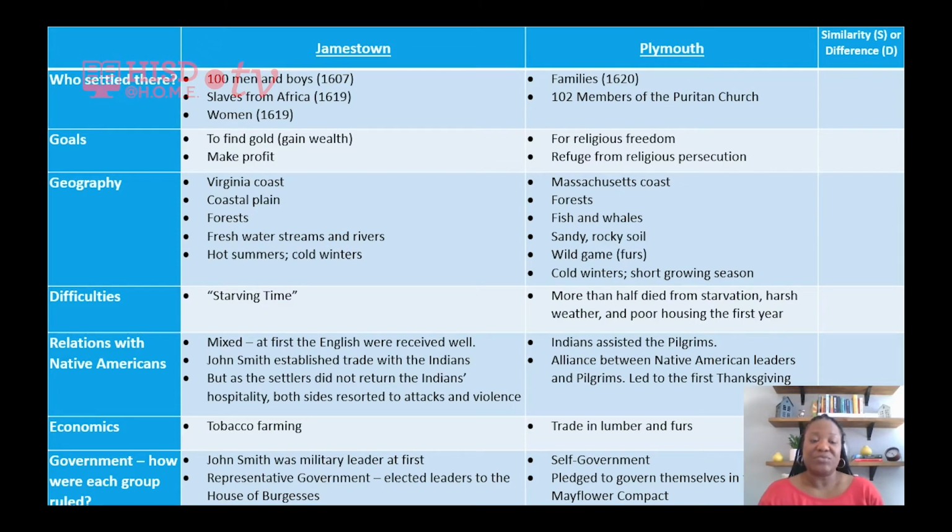And one last one. Let's take a look at the government. Looks like they had a military leader at first and a representative government in Jamestown. And in Plymouth, it looks like they had self-government, and they basically pledged themselves to do the right thing.